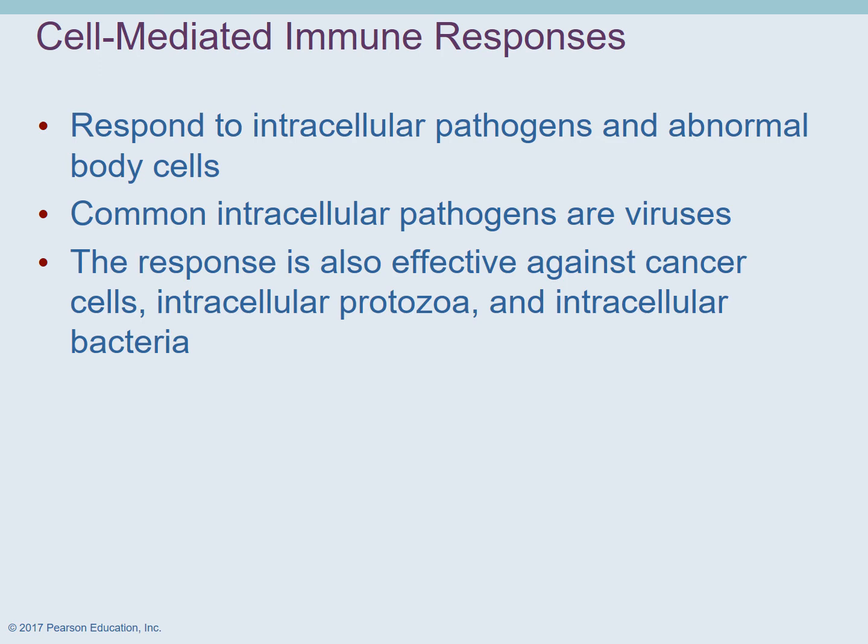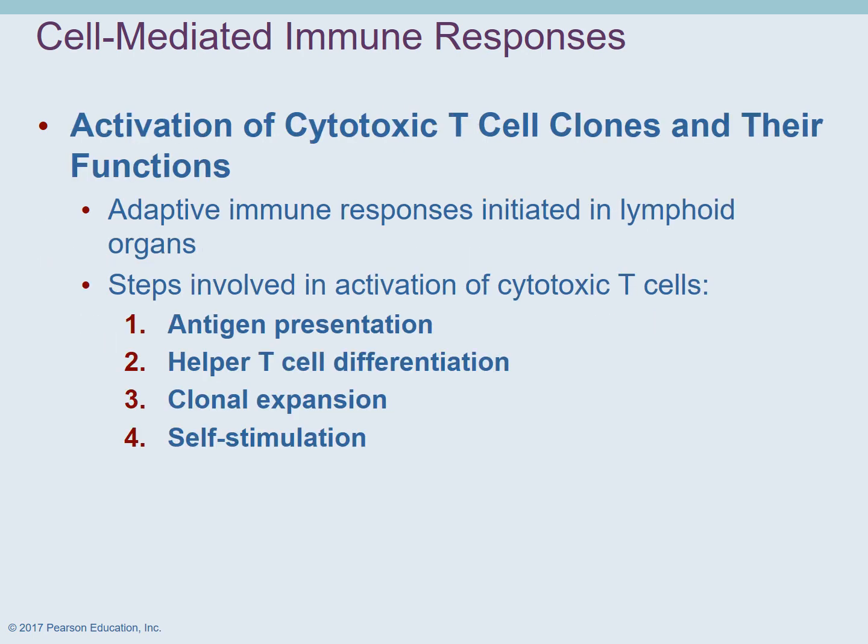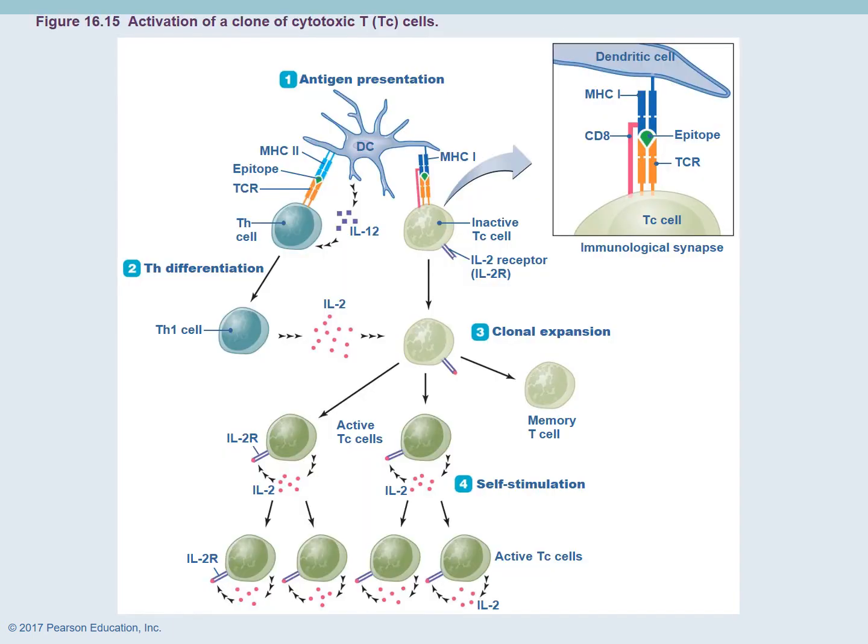Cell-mediated immune responses tend to respond to intracellular pathogens like a viral infection. It also recognizes your cells that are abnormal, so if, say, cancer is occurring, it's going to respond against this. Essentially, what will happen is that our cytotoxic T cells are going to be activated, and then we're going to have a series of steps that will occur after that.